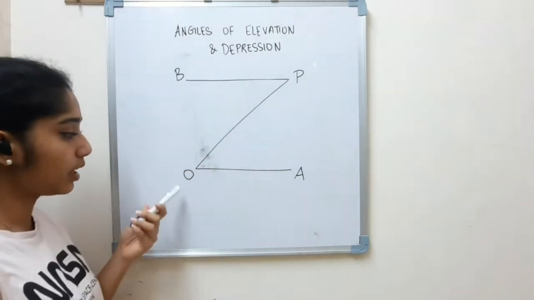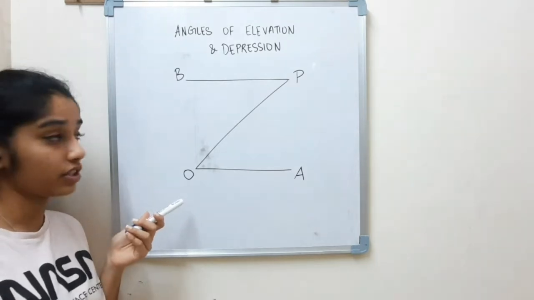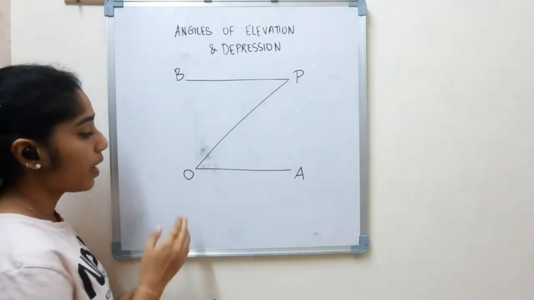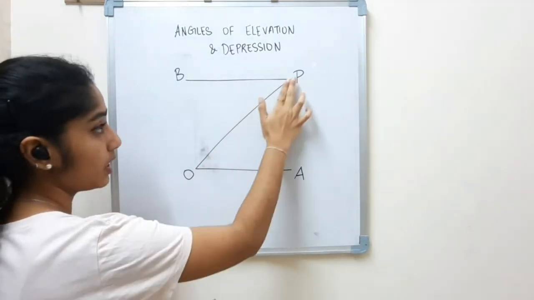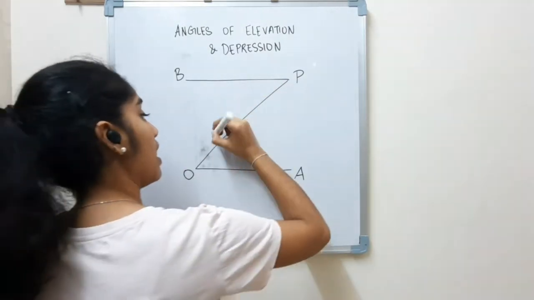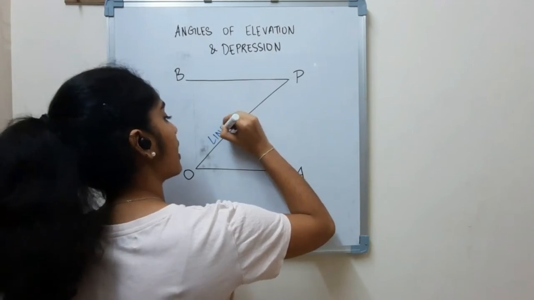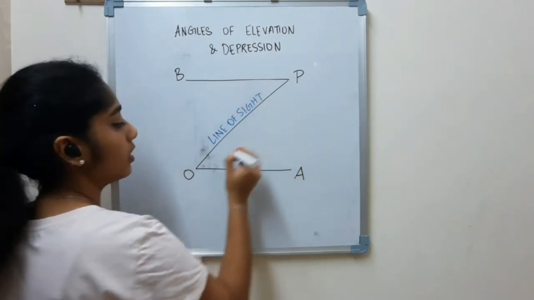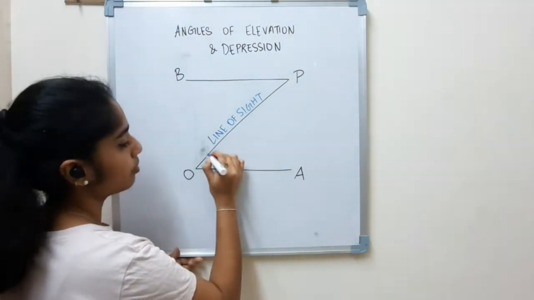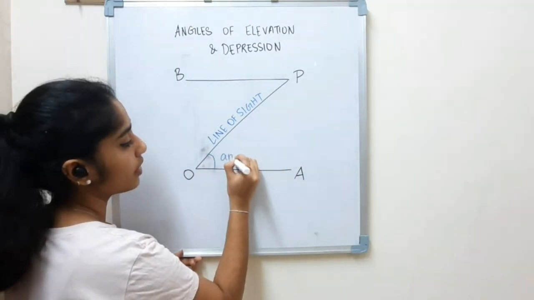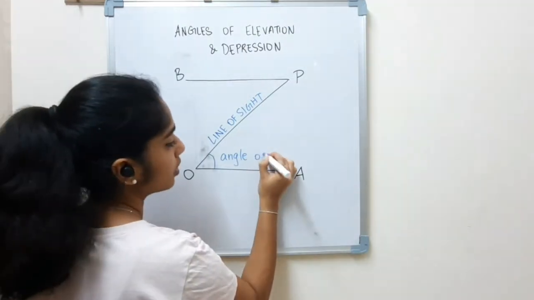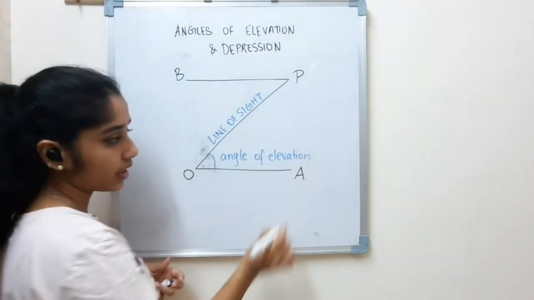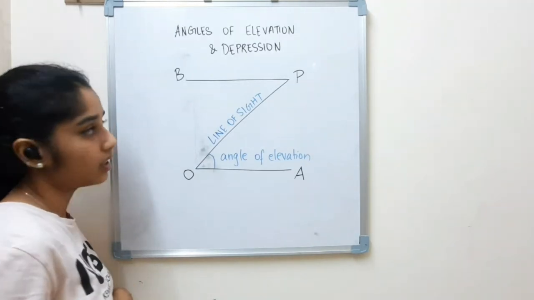Let's say the observer is at O first, and P is the object. When O sees P at his line of sight, this is your line of sight. Now AOP will become your angle of elevation. So this is how you would mark it in questions.